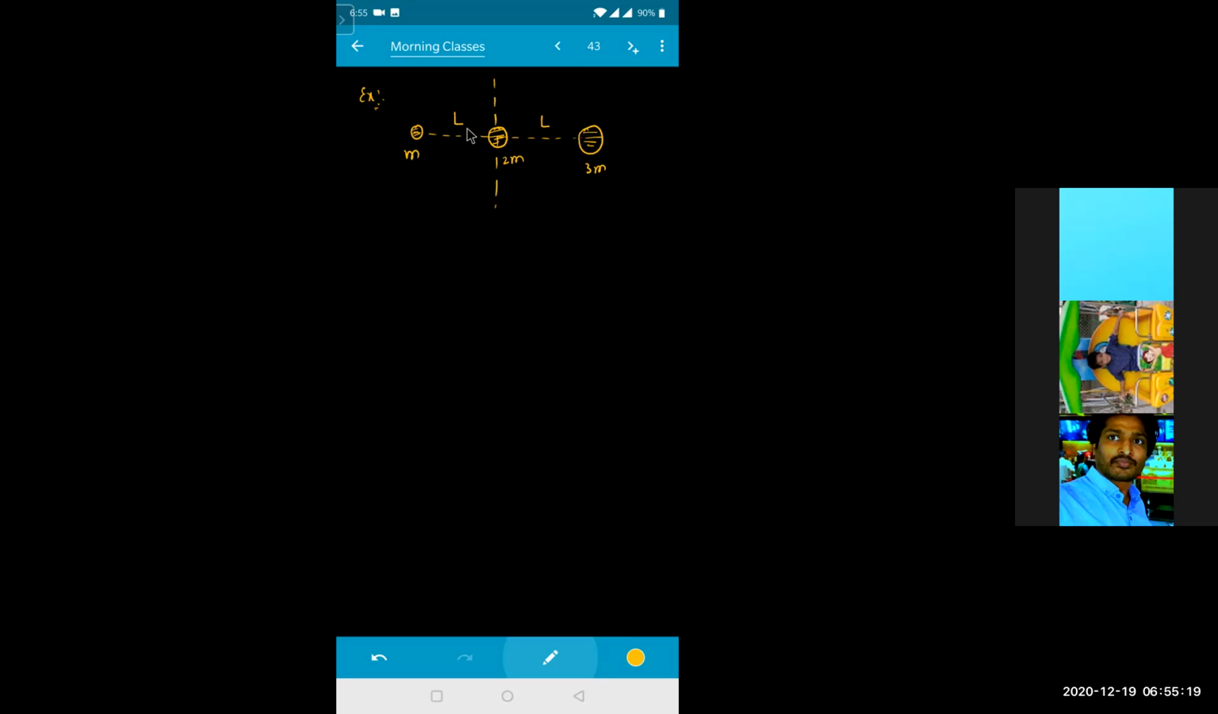And what will be the moment of inertia of the system? This is your axis, so the moment of inertia of the system will be I is equal to m into L square, since the small m is at a distance L from the axis, plus the next one, 2m, which is on the axis so its distance will be 0, plus 3m, which is again at a distance of L. So the answer will be m into L square plus 3m into L square, which is 4m into L square. So this will be the moment of inertia. Clear?